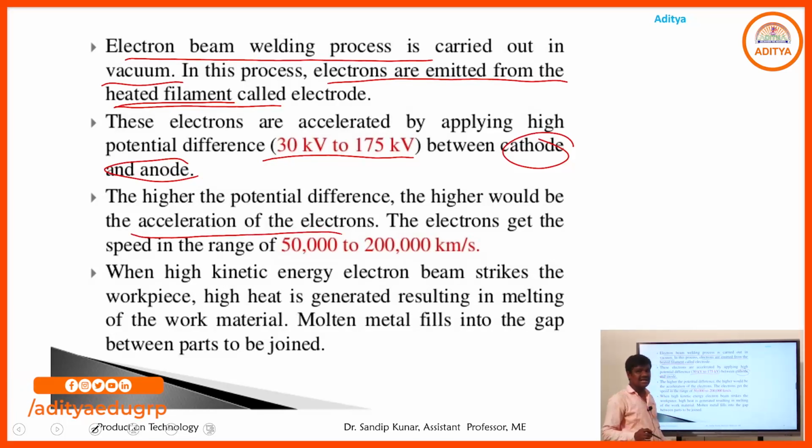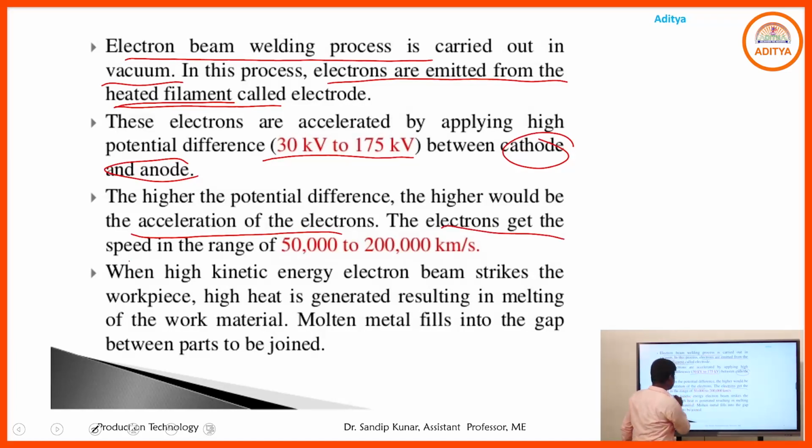As I have already discussed, the velocity of the electron beams is about 70% of the speed of light. That very high velocity helps the beam strike the workpiece material continuously and heat it. The electrons reach speeds in the range of 50,000 to 2 lakh kilometers per second, a very high velocity.